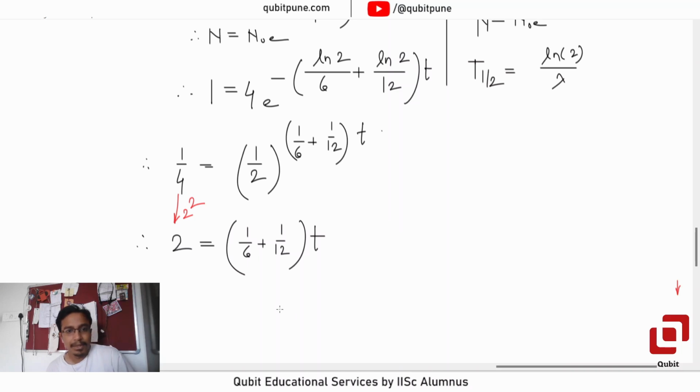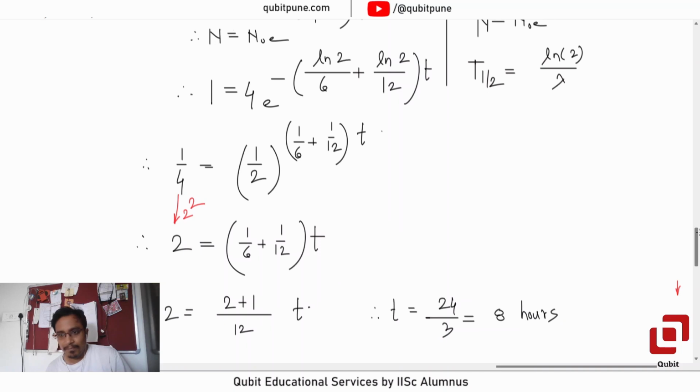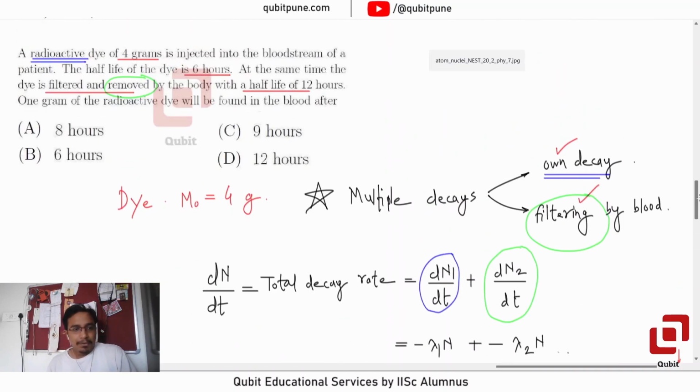Now let us simplify. 12 into 2, 24 upon 3, so that will be 8 hours. Yes, 8 hours. Option A. So when you have multiple decays, the decay constants are to be added.